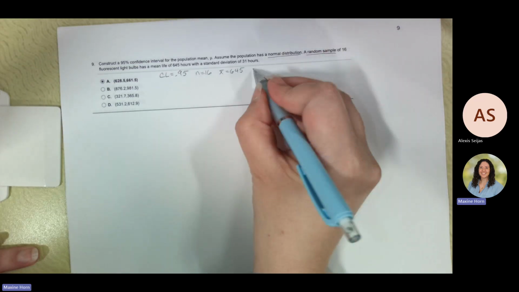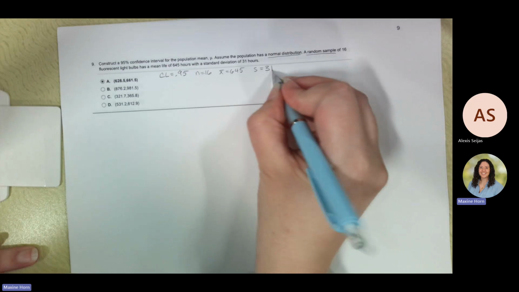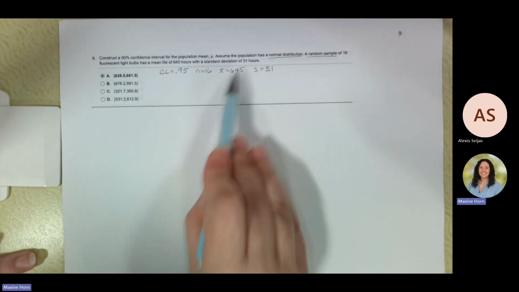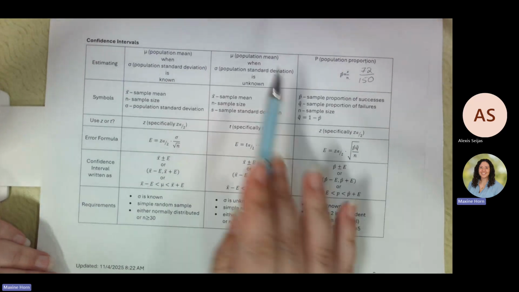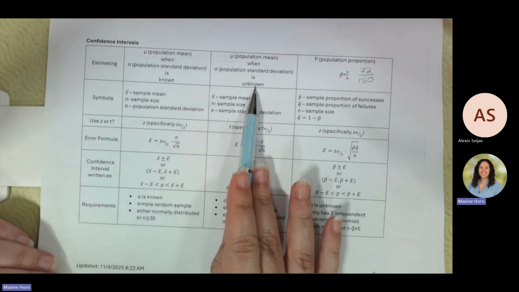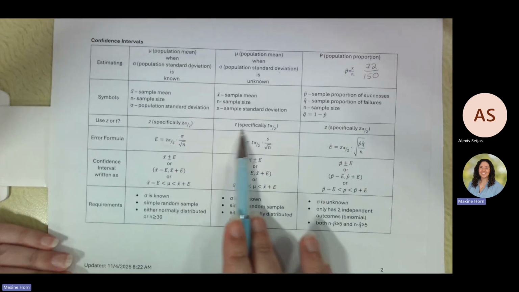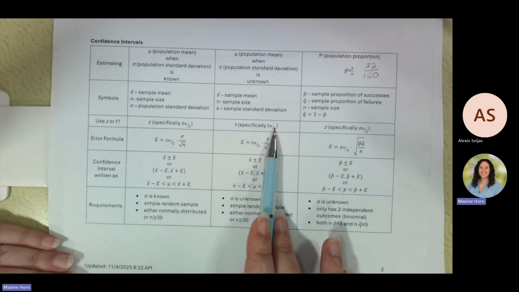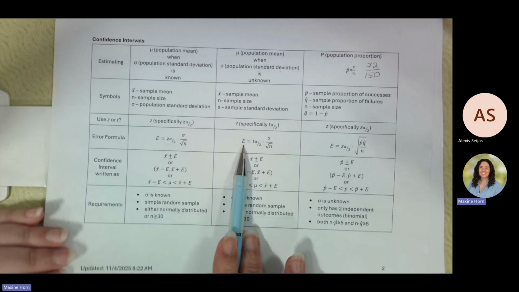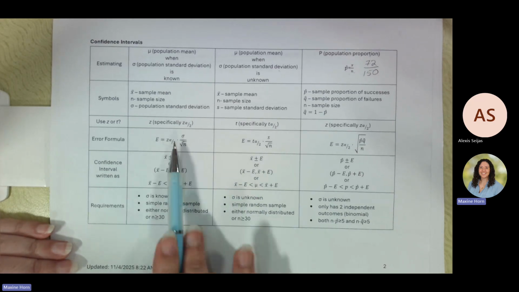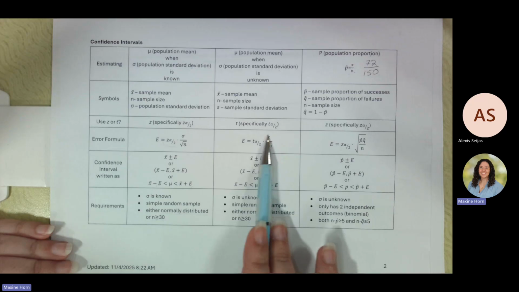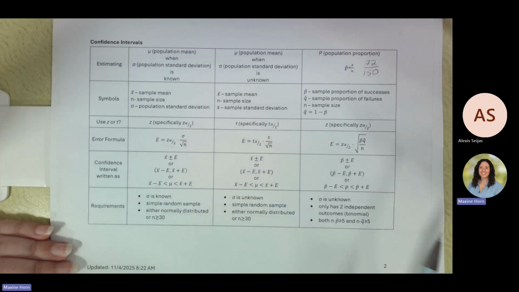That standard deviation is a sample standard deviation, right? That's the standard deviation of this sample, not the standard deviation of the population, right? So that means that we are doing this one, right? Because our population standard deviation is unknown. So don't forget, that means we're going to be using a t-score, not a z-score. Our margin of error formula is very similar, except we're using a t-score instead of a z-score, and we're using our sample standard deviation instead of our population standard deviation.